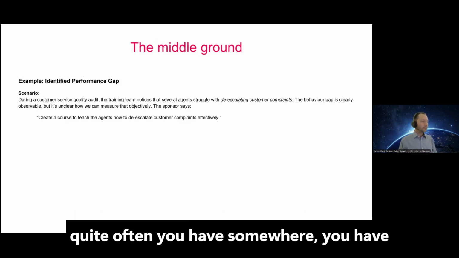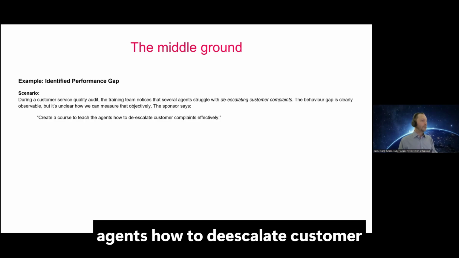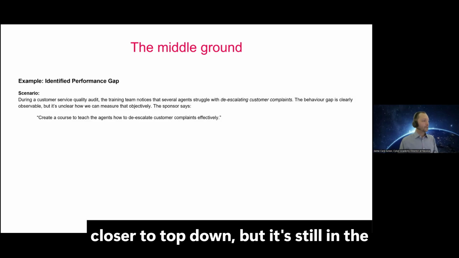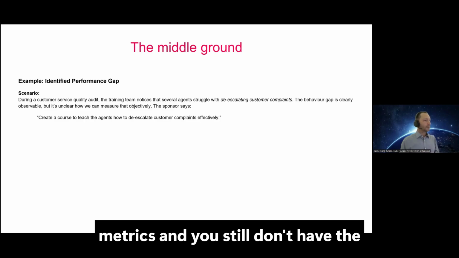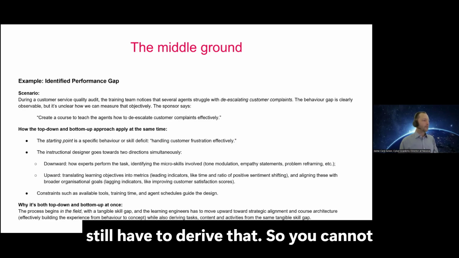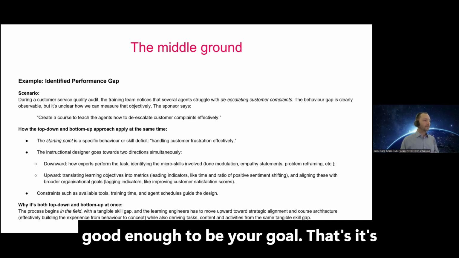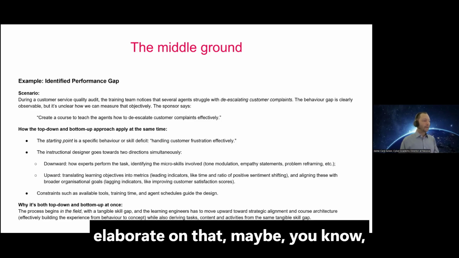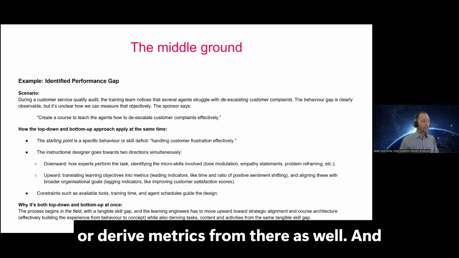And quite often you have something in between. So somebody says, for example, create a course to teach agents how to de-escalate customer complaints effectively. So that's closer to top down, but it's still in the middle because you still don't have the metrics, and you still don't have the top level goal. So you still have to derive that. You cannot think that just because they know the behavior they want to change, that's good enough to be your goal. It's not. So you still have to elaborate on that. Maybe even get surrounding goals or derive metrics from there as well.